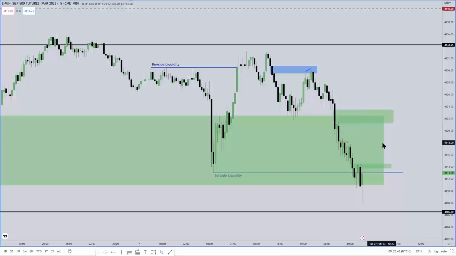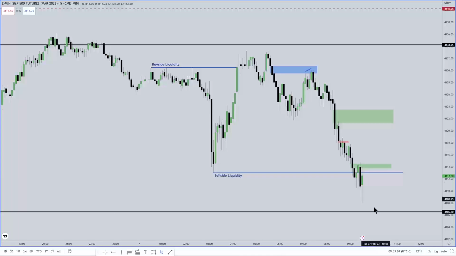So all of this now has been explained, why it's important to me, why I'm watching it, why it's even worth mentioning. On the downside, we have that consequent encroachment on that wick. I would have liked to have seen that hit that first, but if we rip from here, that's fine.